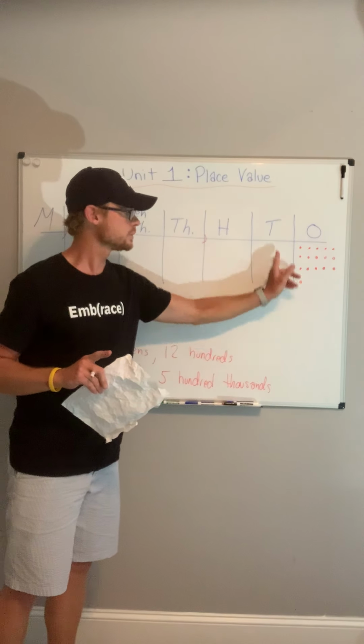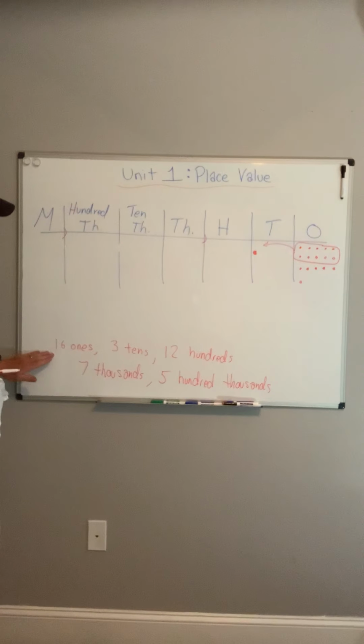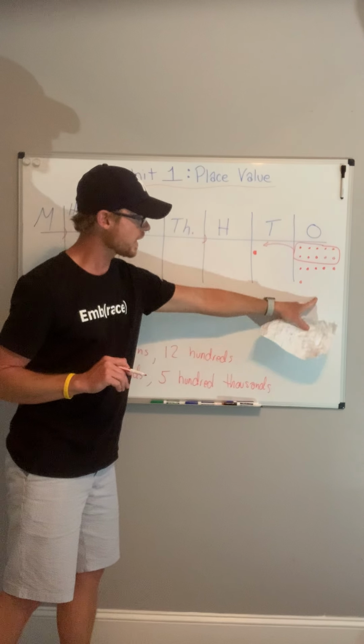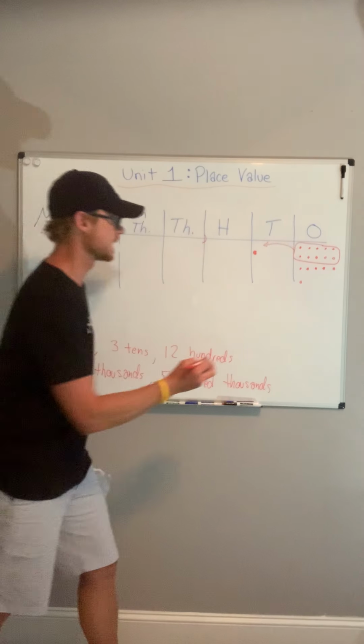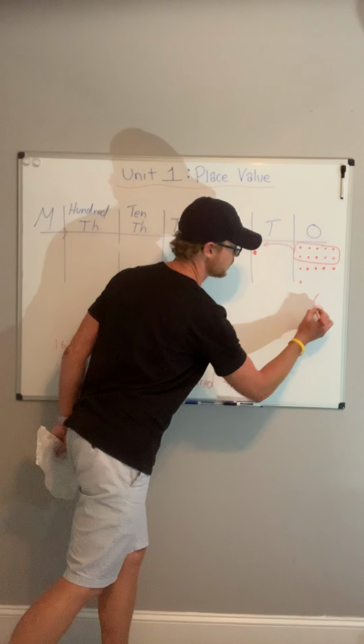I'm gonna take a group of ones, 10 ones, and I'm gonna circle 10 ones, and I'm gonna make a new 10. I'm gonna bring it right over here, so I have 1 ten. So I started with 16 ones, but I knew I couldn't put 16. I can only put one digit in the ones place. So I made a group of 10 and I transferred it. So what do I have left in the ones place? I have the digit 6. I have 1, 2, 3, 4, 5, 6 dots left, okay?